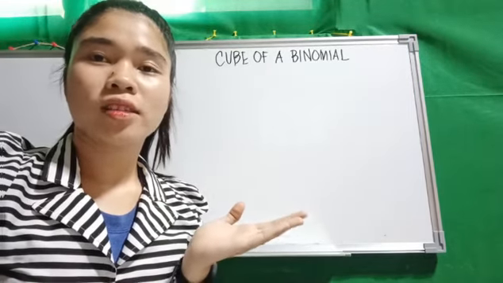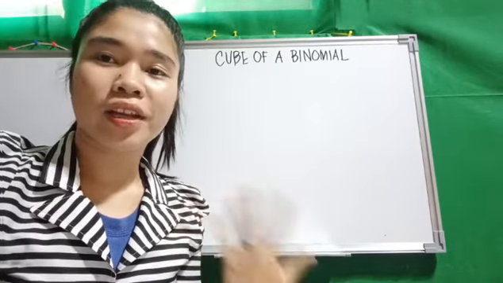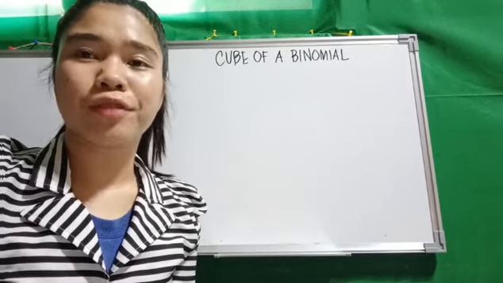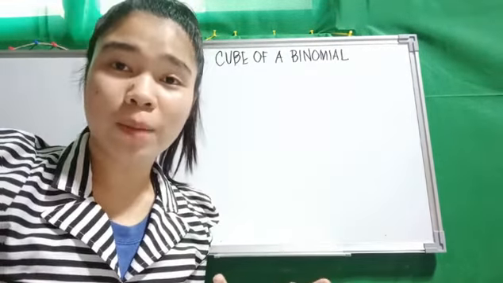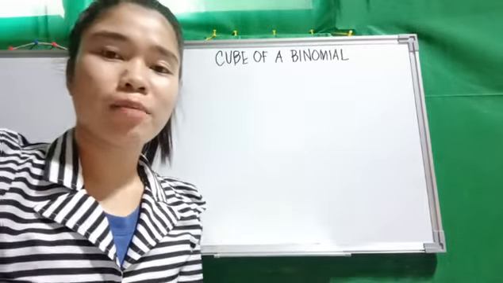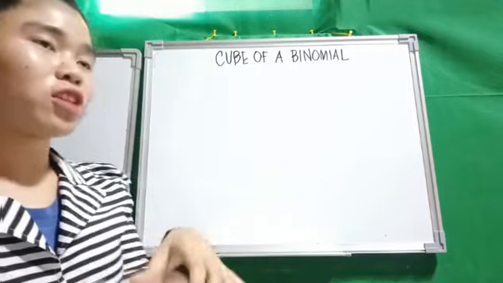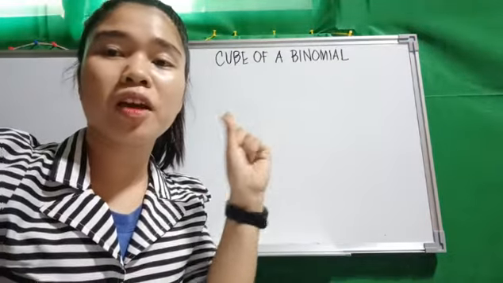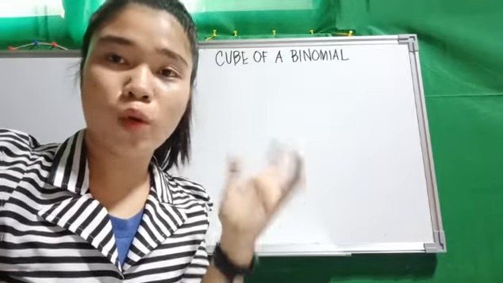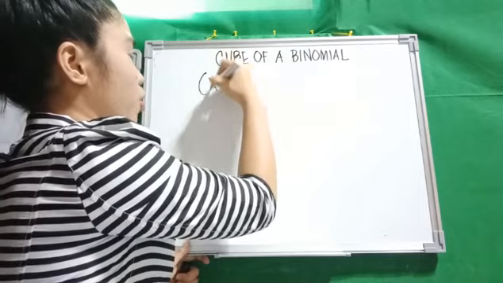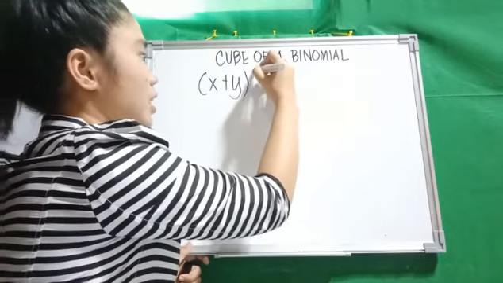Last meeting, we discussed the sum and difference of two terms, tsaka yung tinatawag nating square of a trinomial. Ngayon, pag-usapan naman natin ang cube of a binomial. So, kapag sinabi nating cube of a binomial, meron tayo ditong dalawang terms, then naka-cube siya. Ibig sabihin ng cube, meron siyang exponent na 3. So, cube of a binomial is in the form (x + y) cubed.